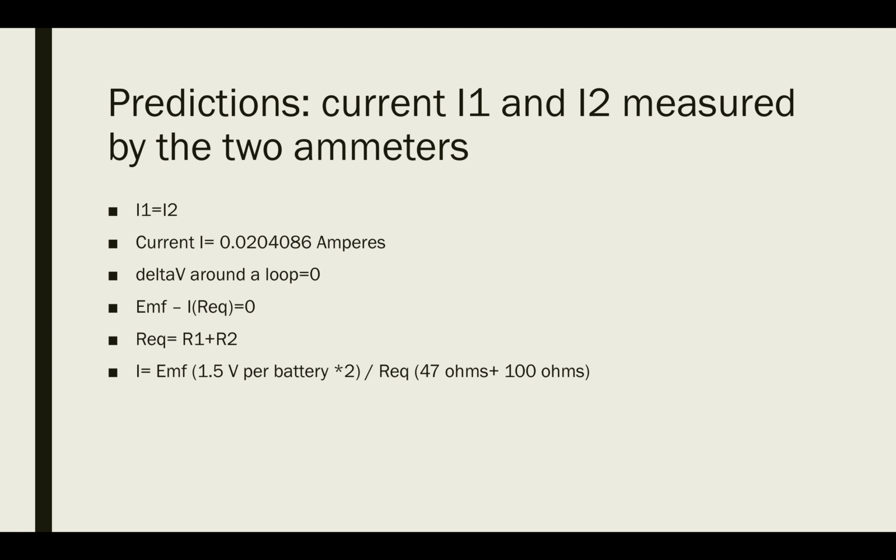The way I got 0.02 amps is the loop rule. The potential difference of the batteries, or EMF, minus IR, which is the voltage drop across the resistors, is equal to 0. Since the resistors are in series, you can add the resistance of them to create an equivalent resistor and then solve for I. These predictions were correct once tested in the CCK per the ammeter's recording.